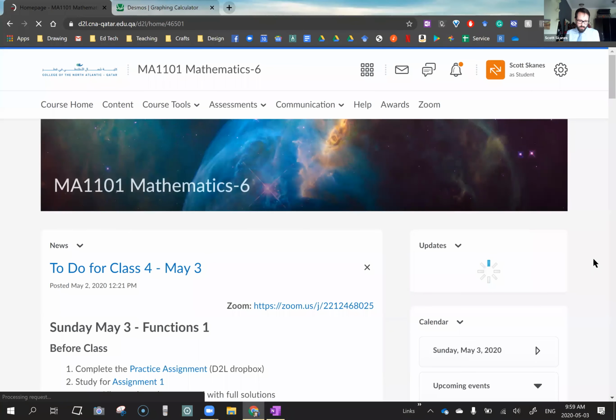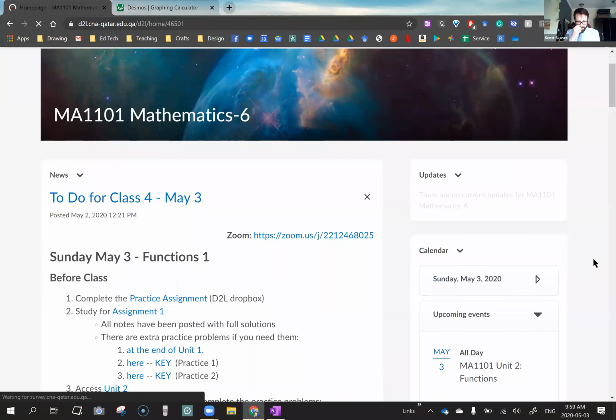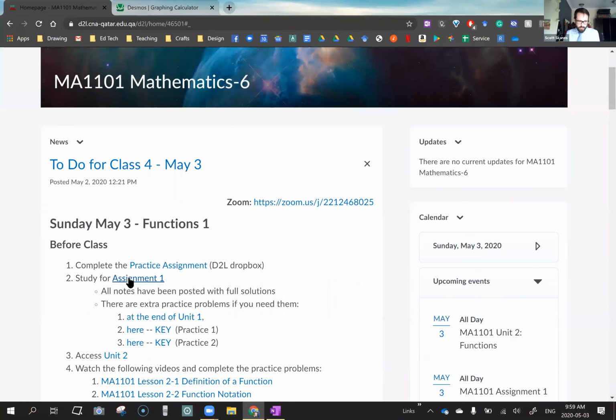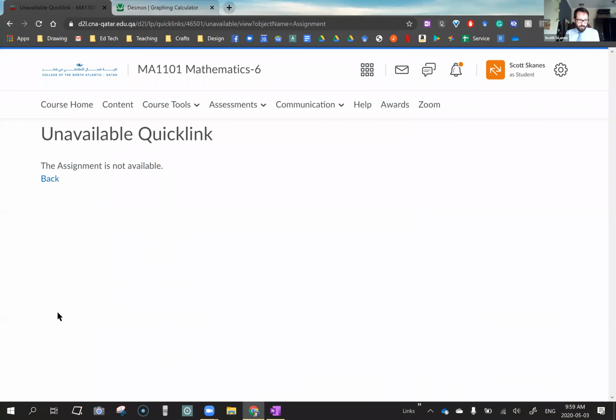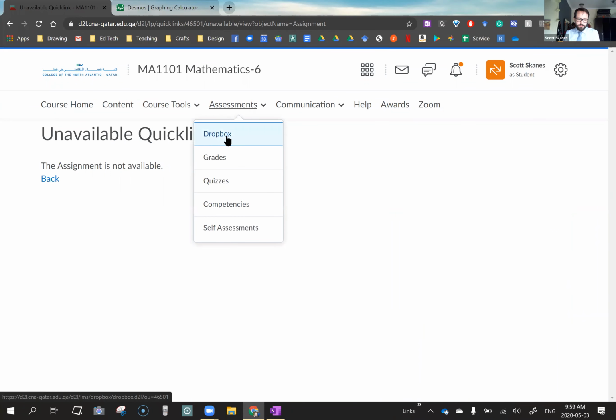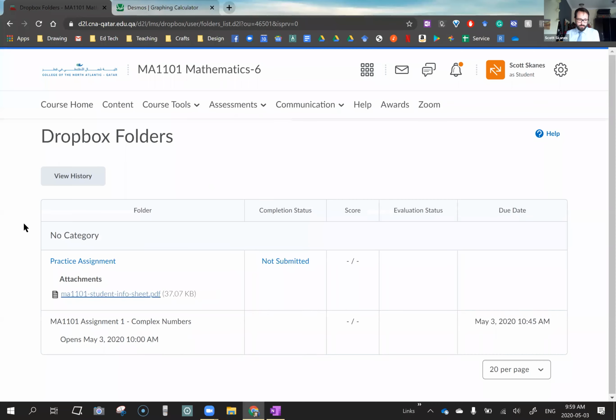Let's see if there's any notifications. There's not. But the quickest way you can do this is you can go to study for assignment 1. You can click this assignment 1. It will bring you to the Dropbox. So you click that, unavailable quick link. That's okay because it's not open yet. So just go to assessments, Dropbox, and just wait here.